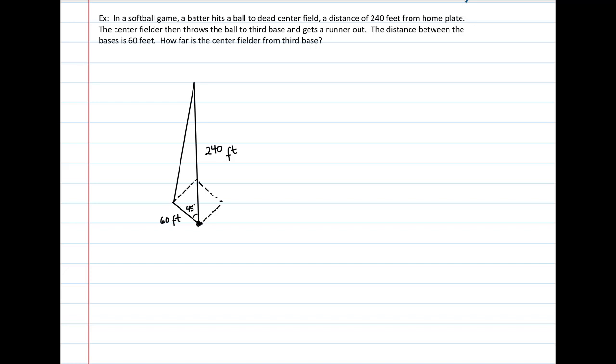Notice here I set up a sketch of what the problem is describing. We have here the bases, that little square there, and they said that the distance from base to base is 60 feet. The distance from the batter to where the ball dropped is 240 feet. And we're asked to find the distance of that center fielder to third base. So I labeled that as x, so it'll be easy to identify.